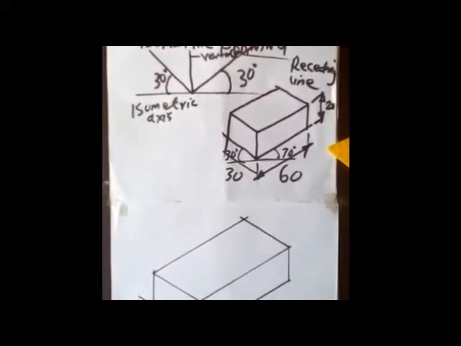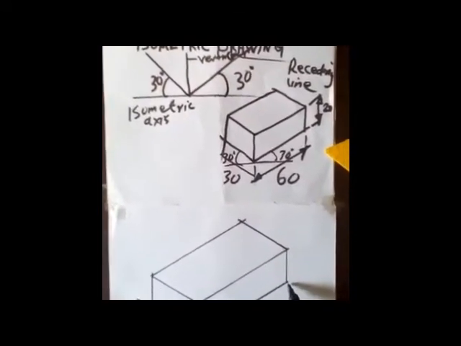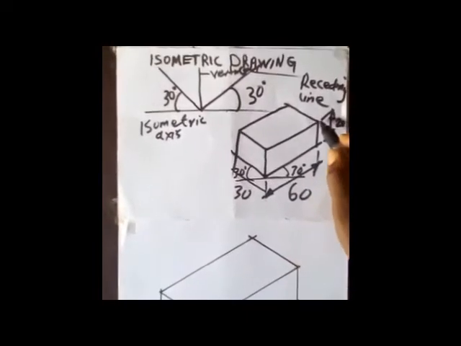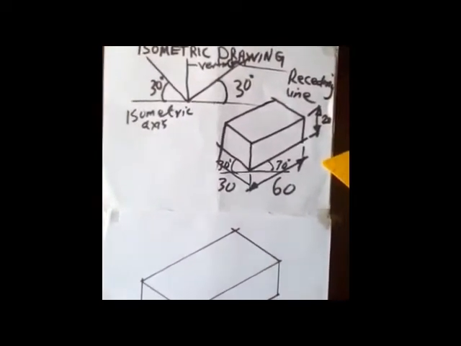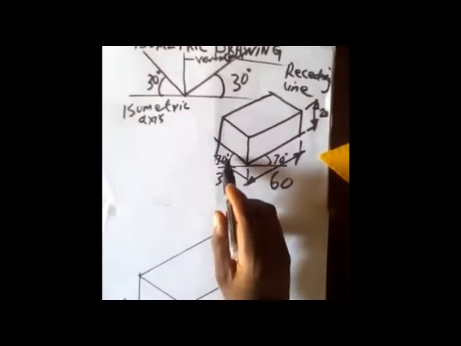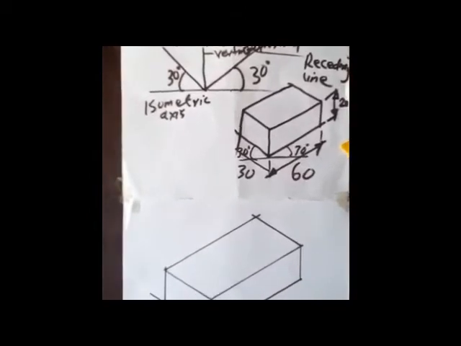So if we look at this, I explain this again. This is the 60. From here to here is 60 millimeters. The height of the block is what? 20. Look at it, from here to here is 20. Then the width of this block is what? 30 mm. From here to here is 30 mm.